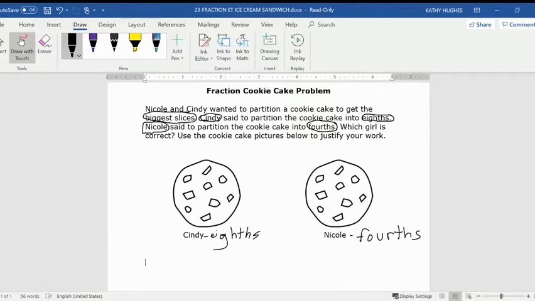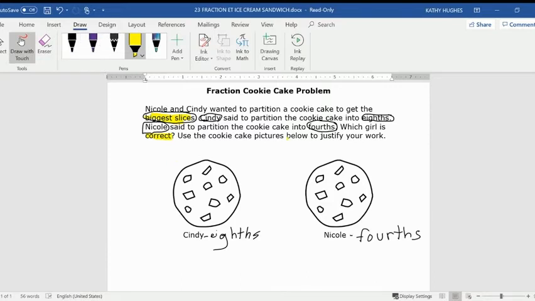Which girl is correct? We want to know who's going to have the correct answer. Now, what do they mean by correct? At the beginning of the problem, we were saying they wanted to partition the cookie cake to get the biggest slices. So what the problem is asking is, which girl is correct when they say, I've got the biggest slice?